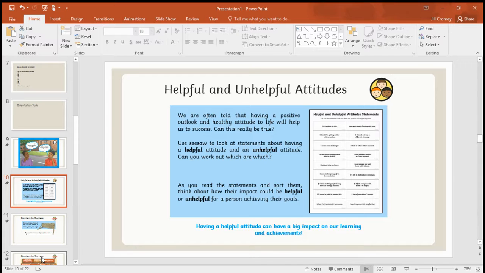You'll go on and you'll notice some statements that can be classified as helpful or unhelpful. So we're often told that having a positive outlook and healthy attitude will help us to succeed. I want to think about whether or not this can be true. So what I want you to do is have a look at those statements. And I want you to think, right, so are they helpful or unhelpful thoughts in a person achieving their goals? So have a go at sorting those out. I think there's 2 different pages for you to look at, and I want you to think about why they might be helpful and why they might be unhelpful. Okay.